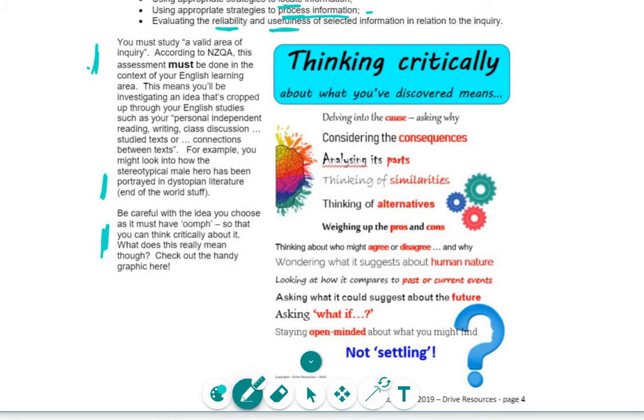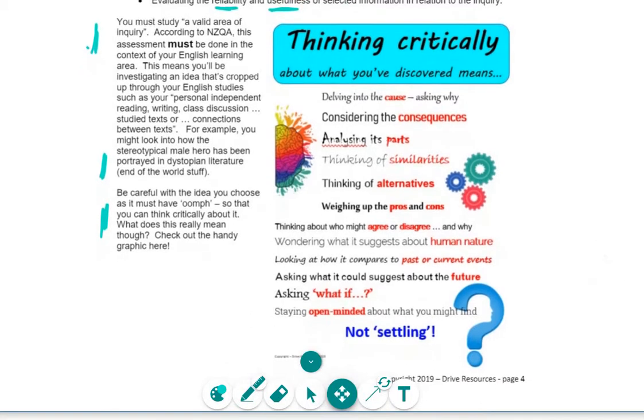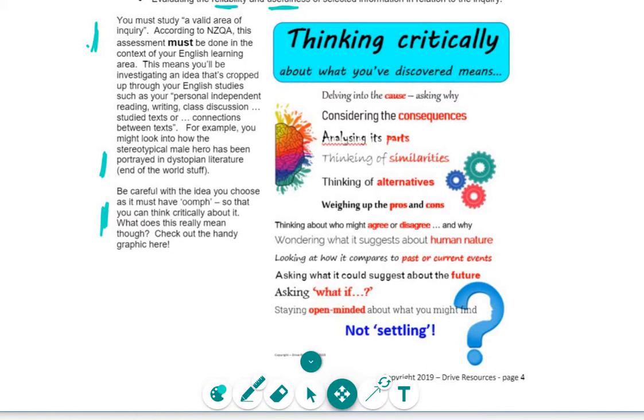So we've got a handy graphic here, and that helps explain everything, hopefully, or it gives you some strategies to use to get yourself thinking critically. So thinking critically about what you've discovered simply means delving into the cause, asking why. Well, why has this happened? Considering consequences. Now, they could be consequences that have actually happened, or consequences that you think might happen because of something. Analyzing the parts of something, thinking of similarities. You know, I've seen this elsewhere in our community where blah, blah. Weighing up the pros and cons as well.